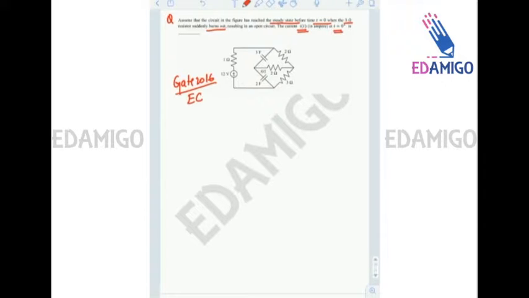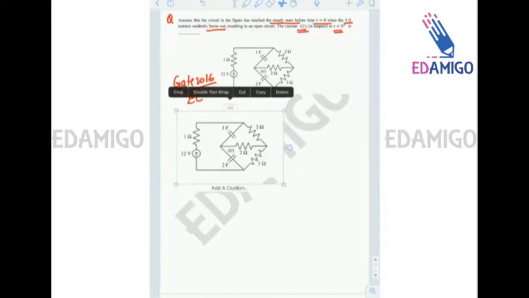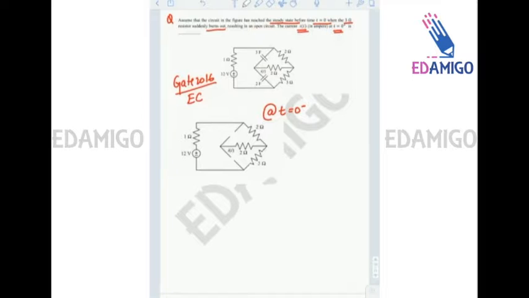A simple question. So I will just copy the figure. In this question, at t equals 0 minus, the circuit was in steady state. So these two capacitances are actually open circuited, they are not in the figure.